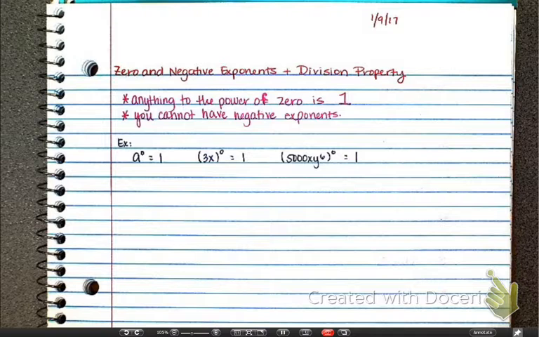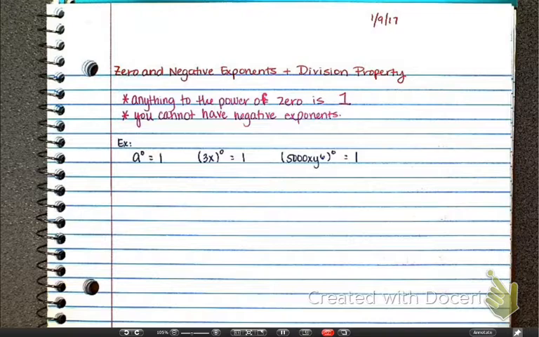Guaranteed. Someone will not listen to me, because we know we're good at that, and will get this wrong. And I guarantee you this will be on your quiz. This will be on your test. Anything to the 0 power is 1.